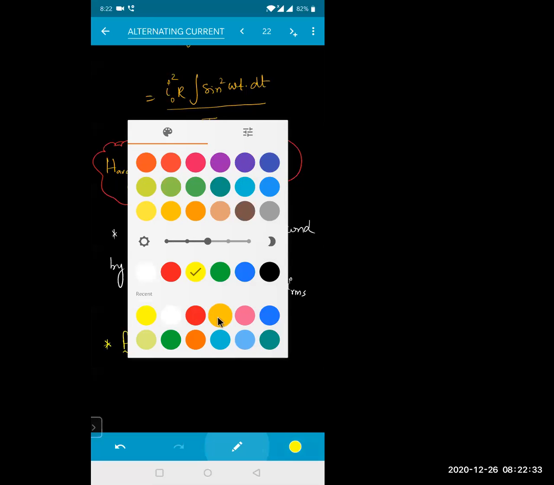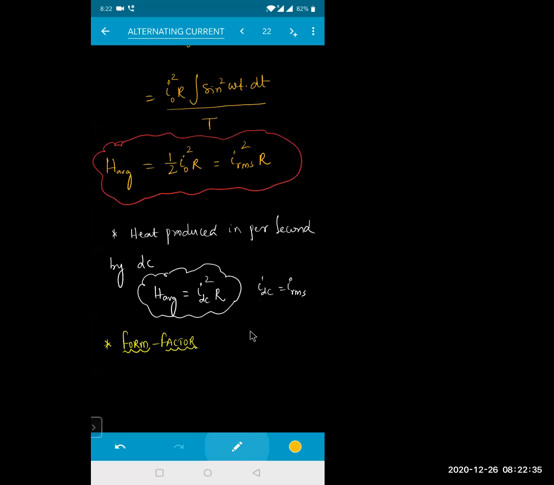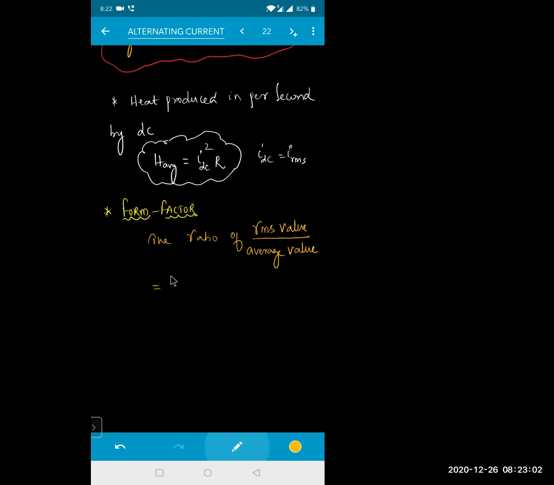Form factor is nothing but the ratio of your RMS value to the average value. The ratio of RMS value divided by your average value. That is nothing but I RMS divided by I average.